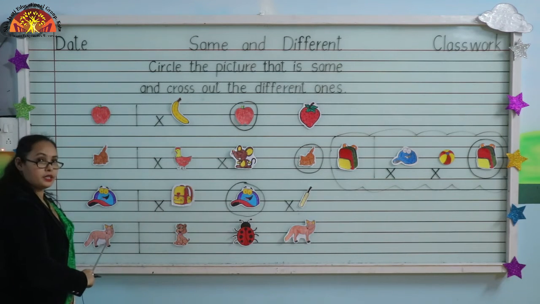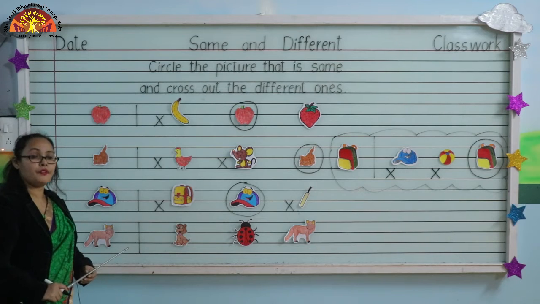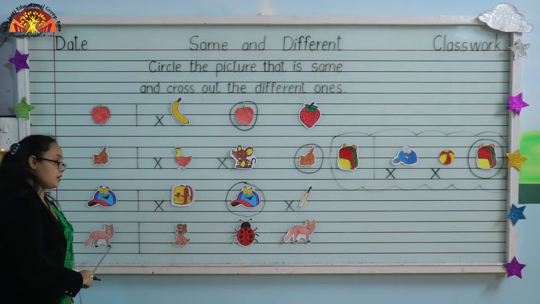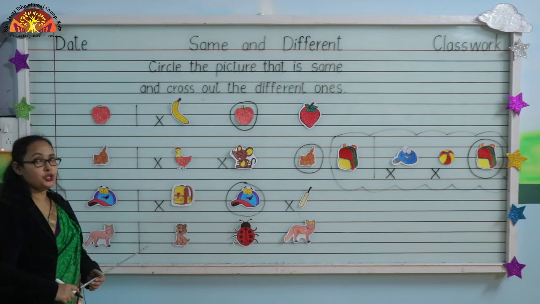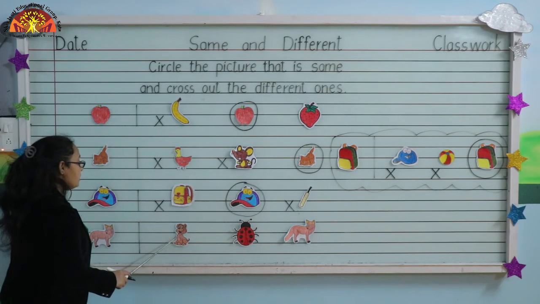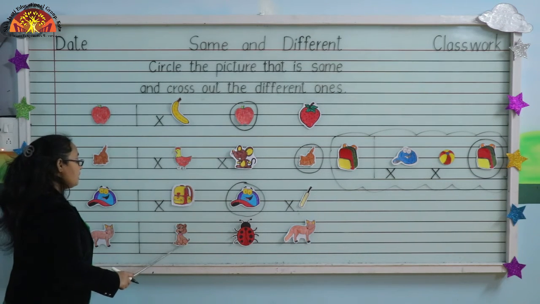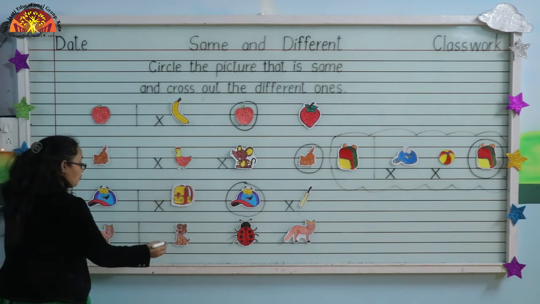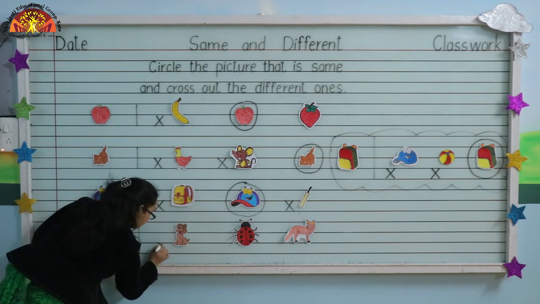Kids, what is this? Yes, this is a picture of a fox. Kids, now we will find the picture which is same in color and size. Let's see. Is this a same picture? No, this is a dog and it is different in size. So kids, cross the picture which is different. So put the cross like this.